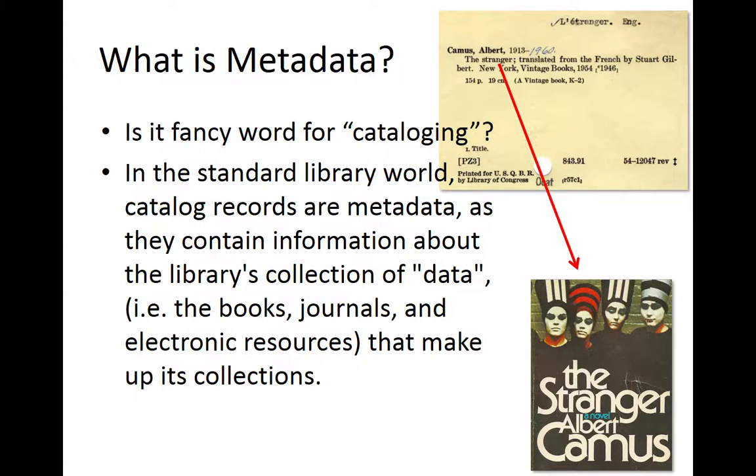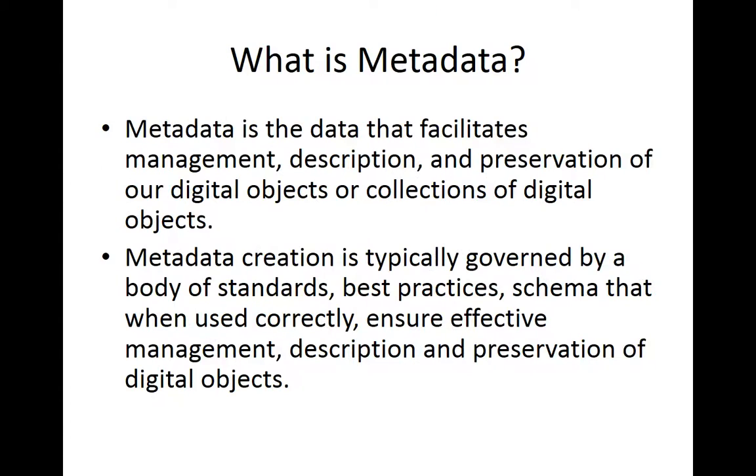In the standard library world, catalog records are metadata. Basically, they contain the information about the book. Here, I've got an old card from a card catalog describing what the book The Stranger is about, and there's all sorts of information. Usually, the who, what, where, and when. Those are the things we think about, like conventional card cataloging, capturing subject headings, author headings, those sort of things.